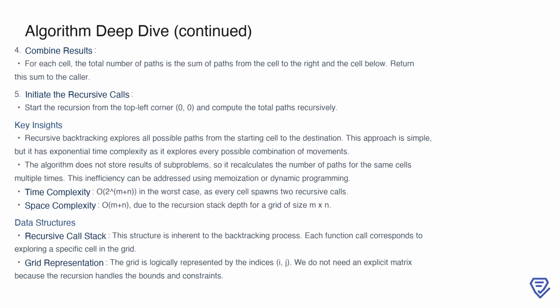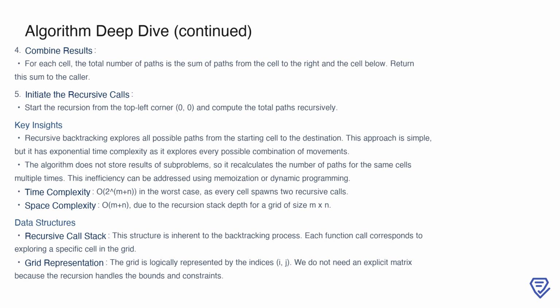After exploring the possible movements, we combine the results for each cell. Specifically, the total number of paths from a given cell is the sum of the paths from the cell to the right and the cell below. This sum is then returned to the caller. To initiate the entire process, we start the recursion at the top left corner of the grid, which is cell (0, 0), and compute the total number of paths recursively.